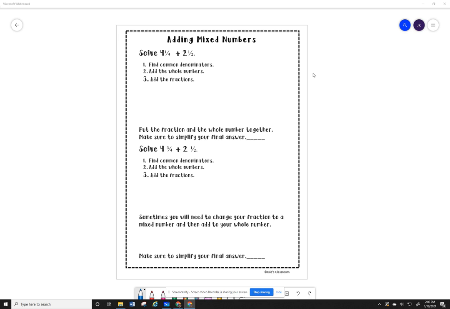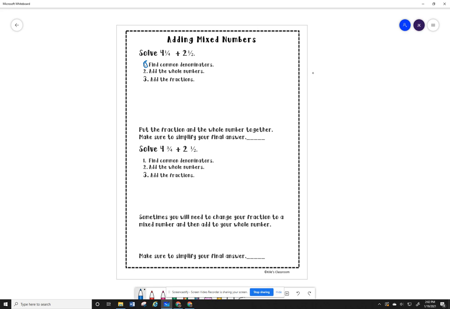We're going to look now at adding mixed numbers that don't have a picture to go with them. So how can we do this mathematically without a picture to guide us? We're going to start with a simple fraction problem, 4 1/4 plus 2 1/2. And the first thing we must recognize is that we need common denominators. In order to solve any of these problems, we have to have common denominators.